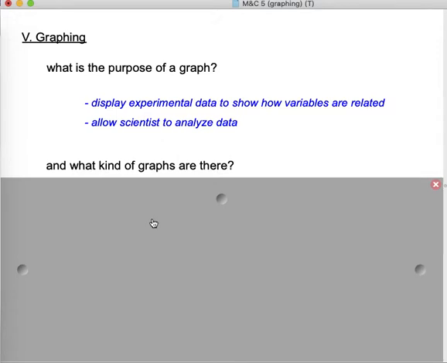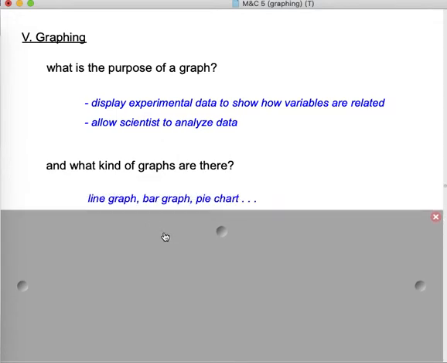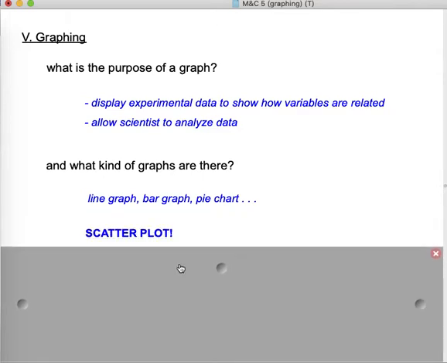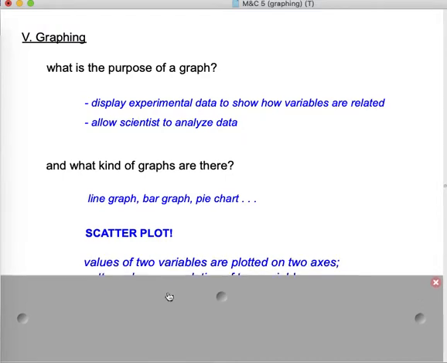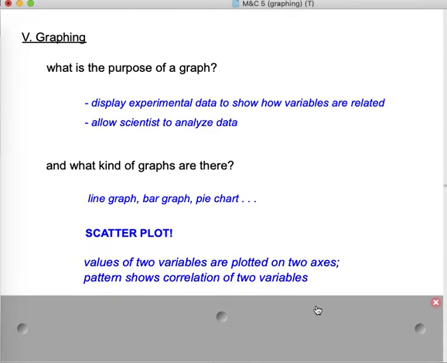What kinds of graphs exist? I'm sure you've seen lots in your academic career. There are line graphs, there are bar graphs, there are pie charts. In this class, we're going to focus pretty much on a scatter plot. And a scatter plot shows values of two variables that are plotted on two axes, the x and y axes, and the pattern of the points show how the two variables are correlated to each other.